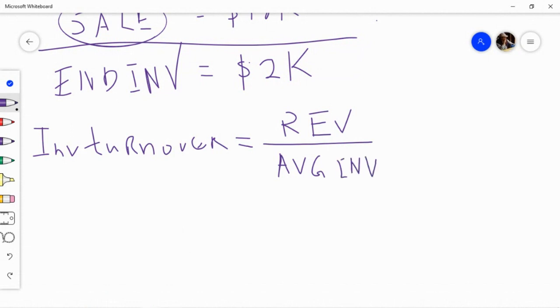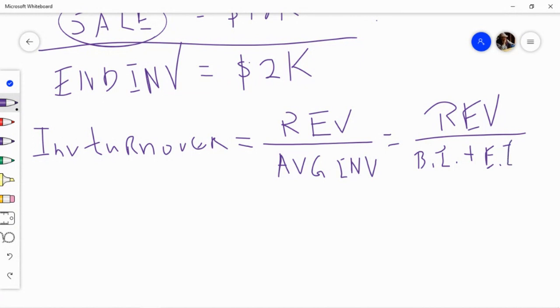And then what is the average inventory? How do you calculate average inventory? Average inventory is beginning inventory plus ending inventory, divided by 2. That's average inventory. Okay? And think about it.